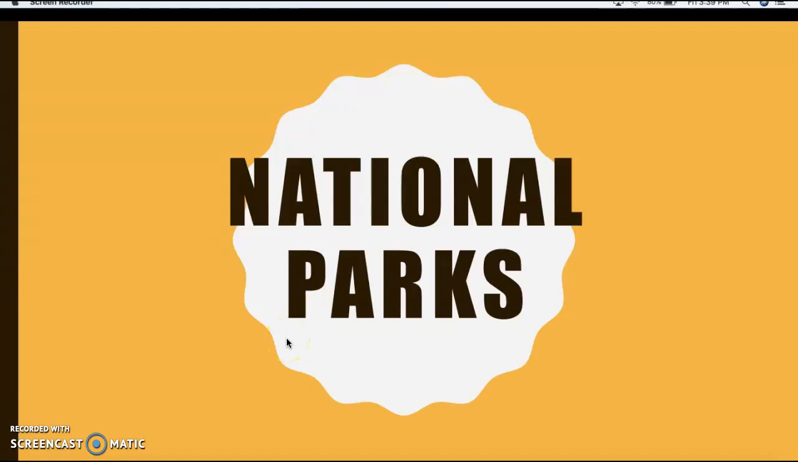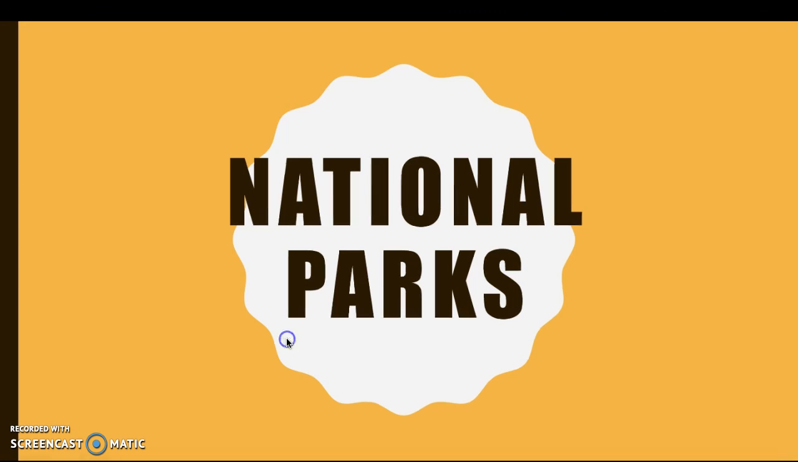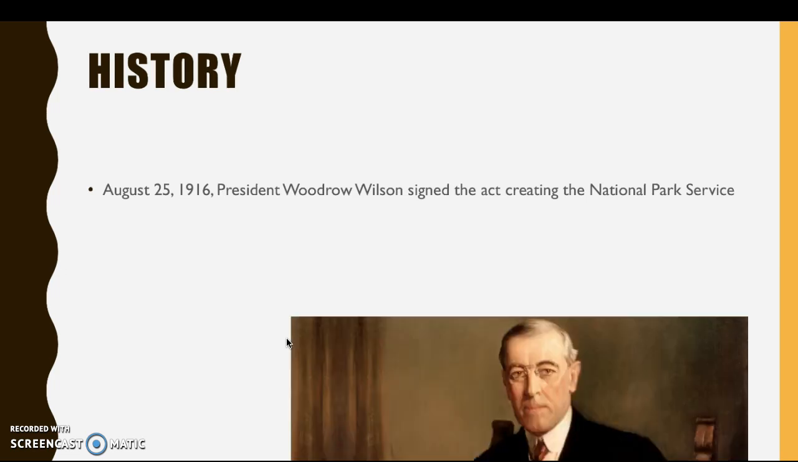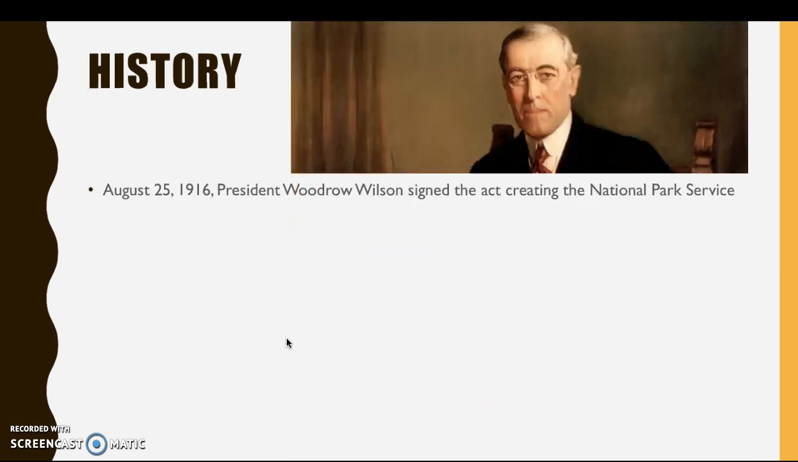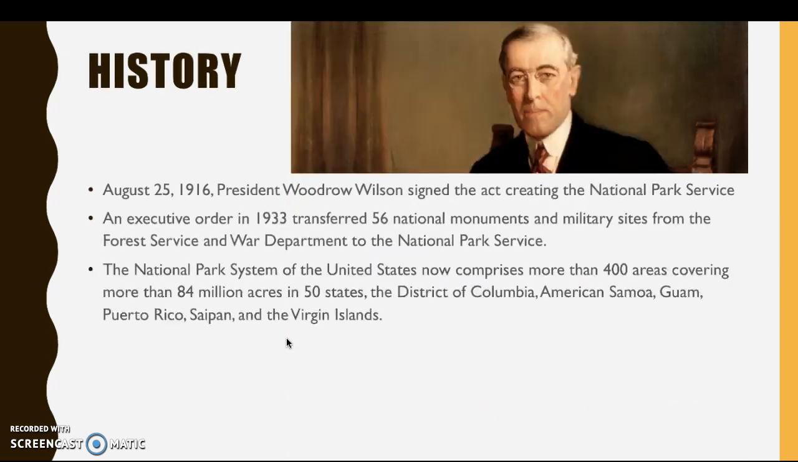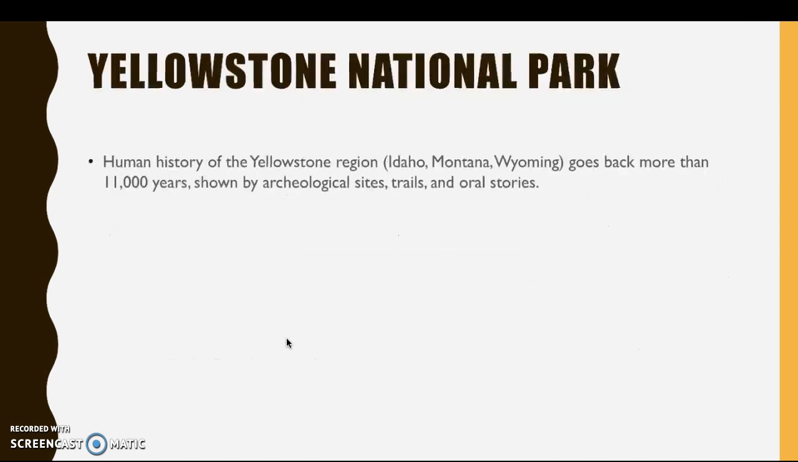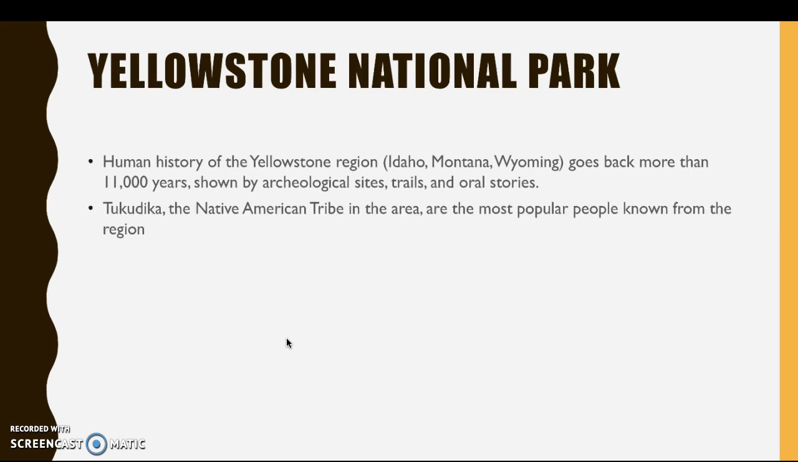So for my other presentation option, I stuck with just a general PowerPoint presentation about national parks, pretty similar to my Powtoon about the national parks, except in this one, I give pretty generic background history of it. And then there's the picture of the president, and then I've got some more facts here. And then I slide into more of just Yellowstone National Park itself.